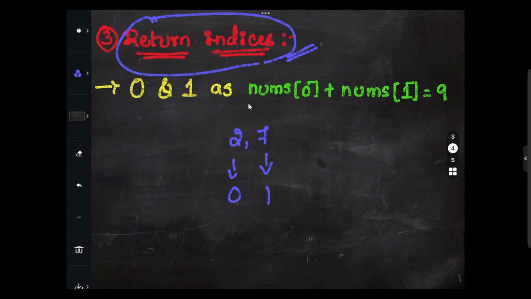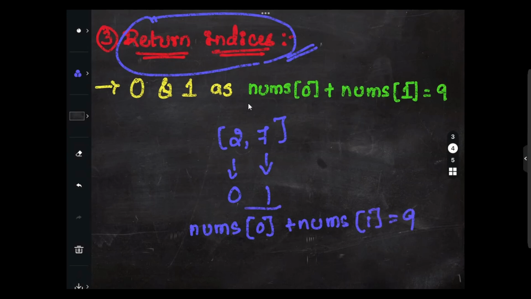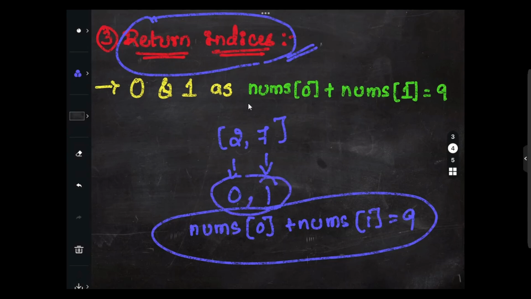2 and 7 we got at index 0 and index 1 of the nums array we have. This leads to nums[0] plus nums[1], which gives 9, right? So we will return 0, 1 as the output. The final output here is 0, 1. We are not returning the numbers that sum up to the target. We are returning the indices of the numbers that sum up to the target.